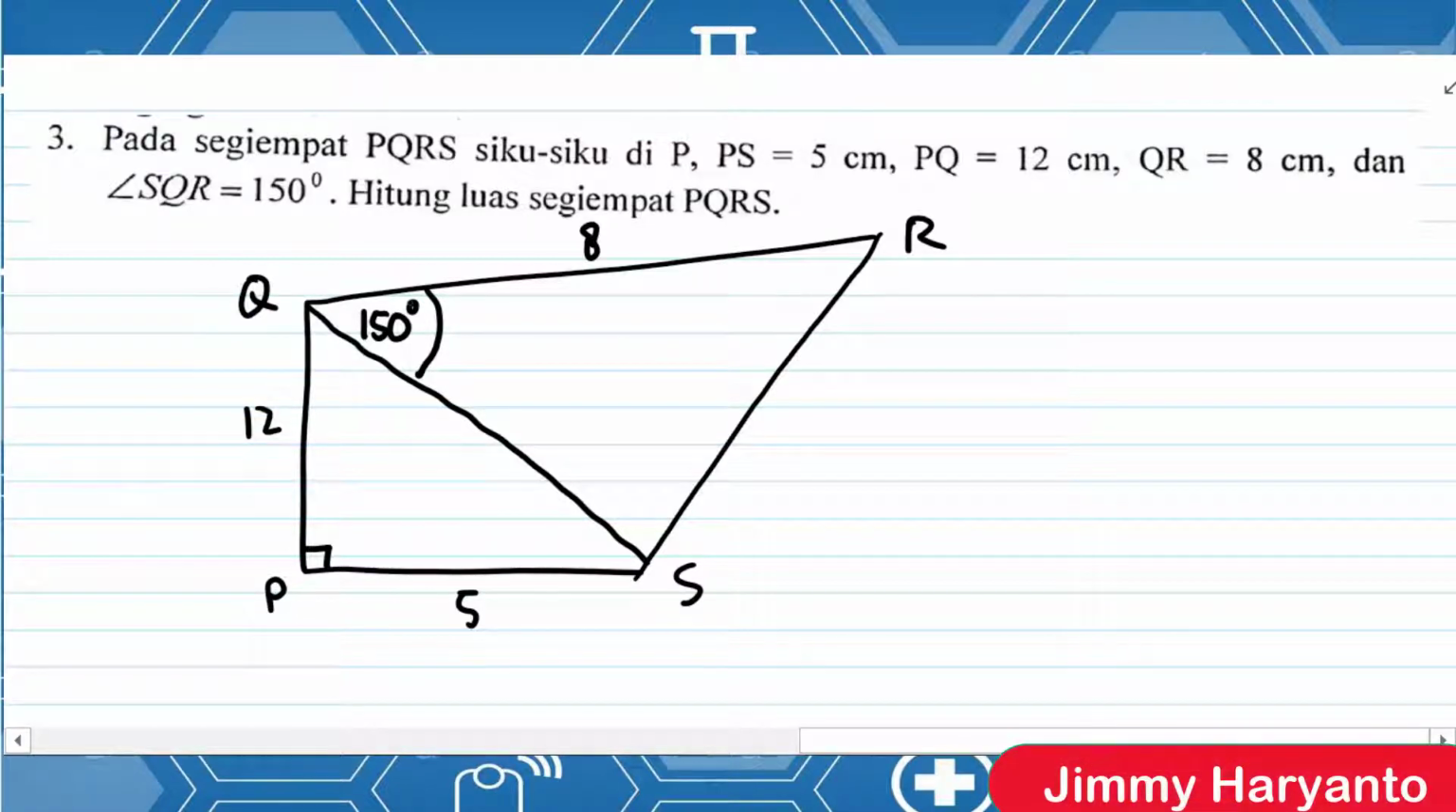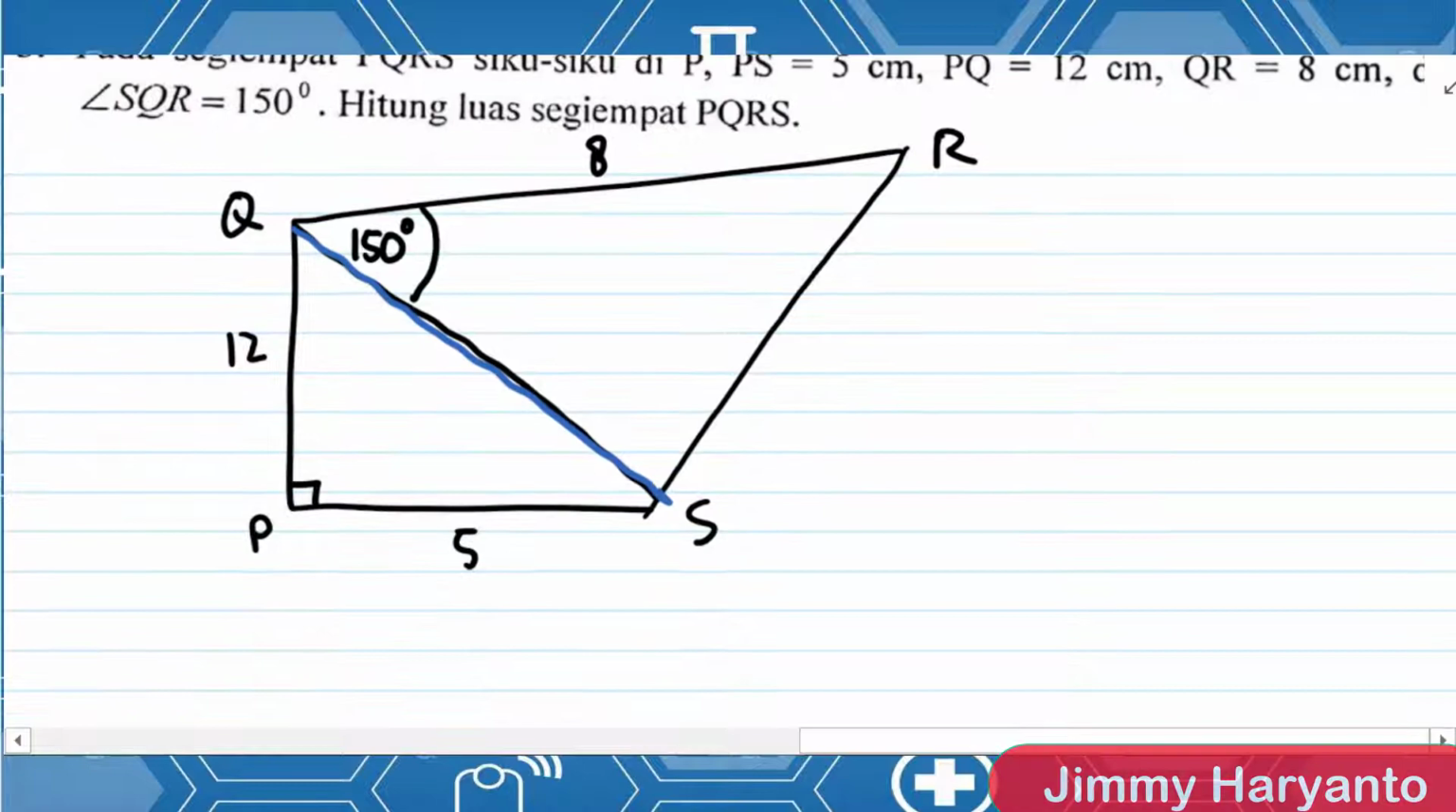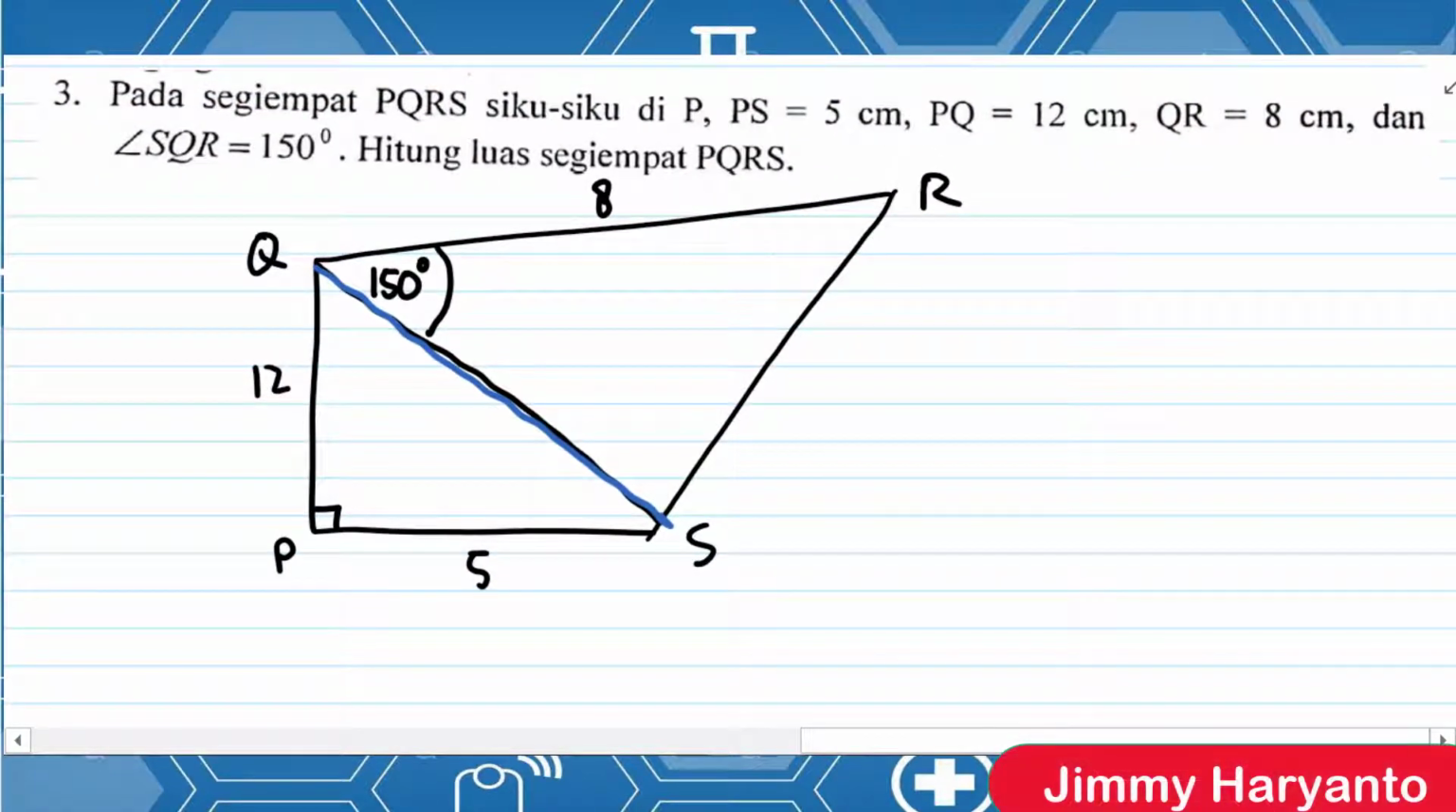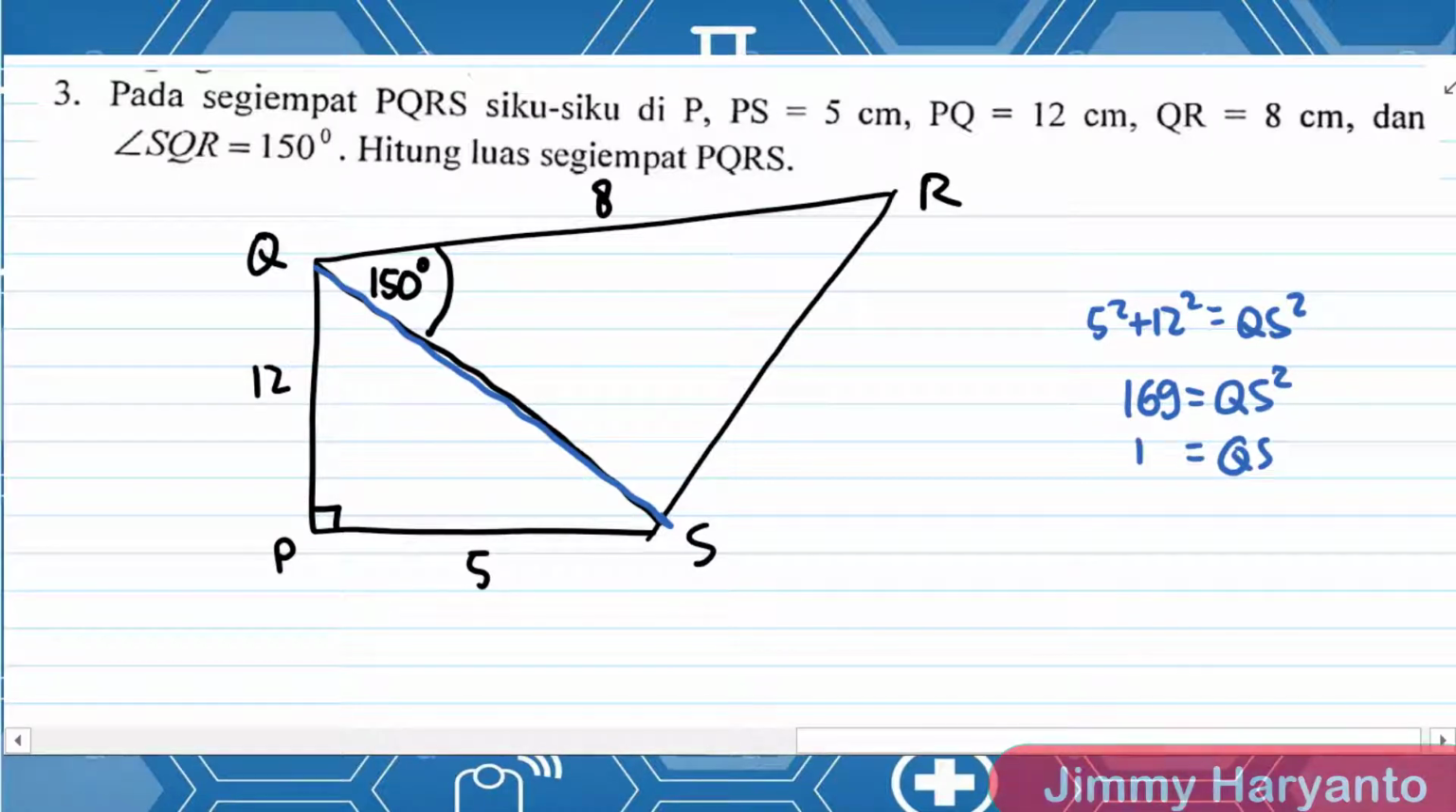For this one, I will try to find QS first. To find QS, I will have to use the Pythagoras theorem, with 5 and 12. So 5 squared plus 12 squared equals QS squared. So 169 equals QS squared. QS equals square root of 169 equals 13 centimeters.